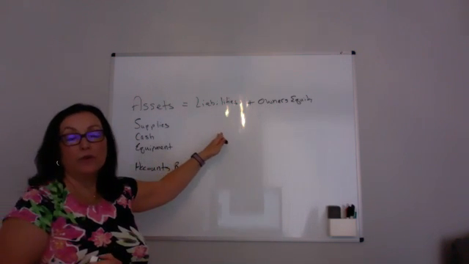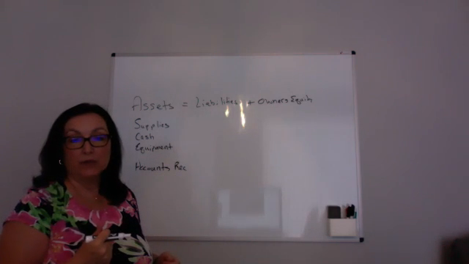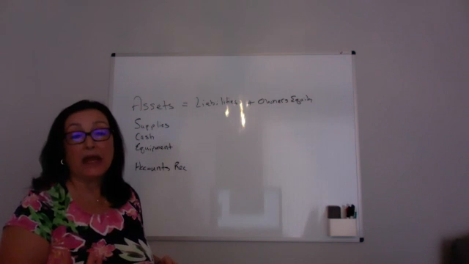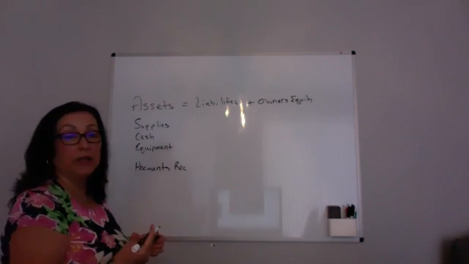So then what are liabilities? Liabilities are amounts that we owe to an outside entity. We're going to pay them. So one liability would be accounts payable.